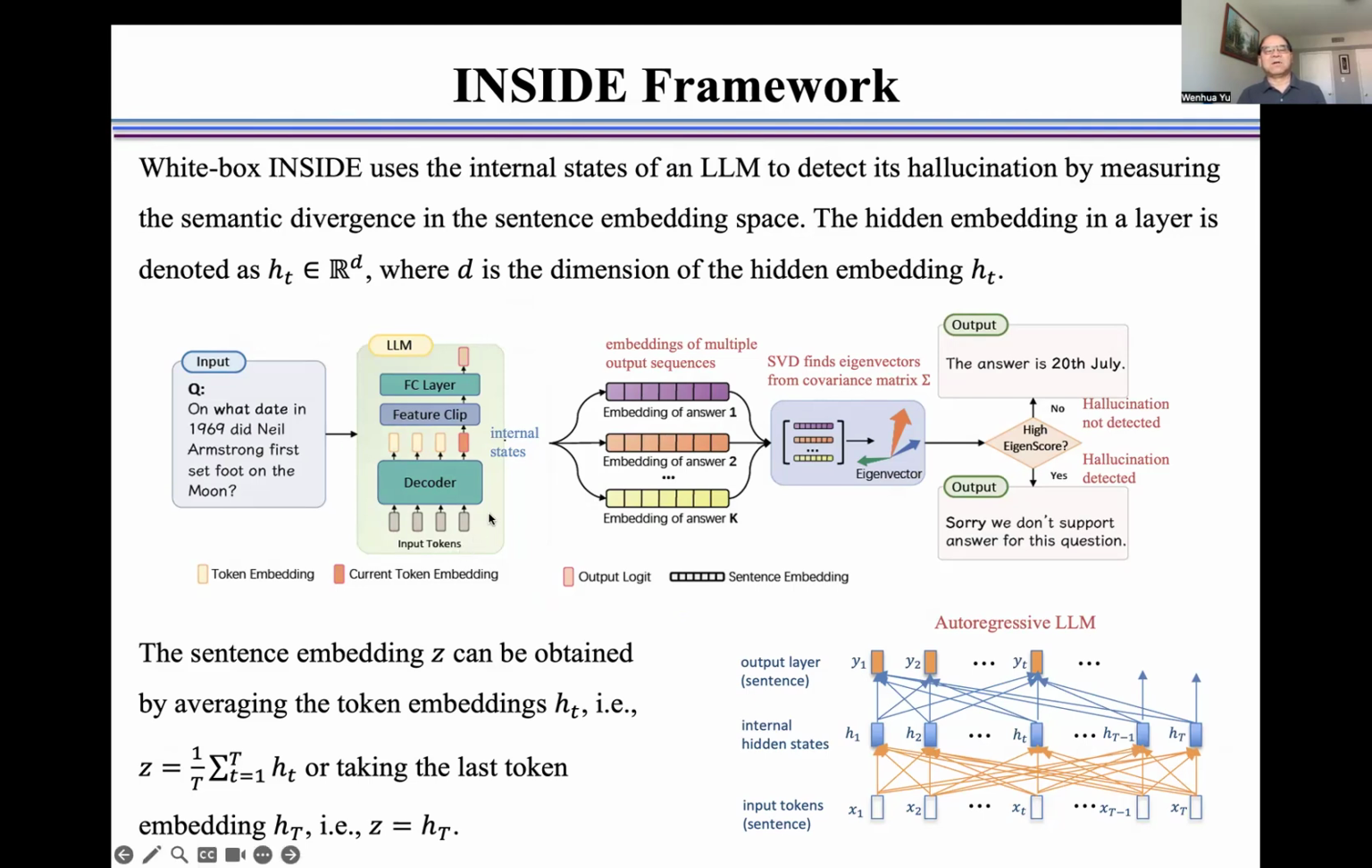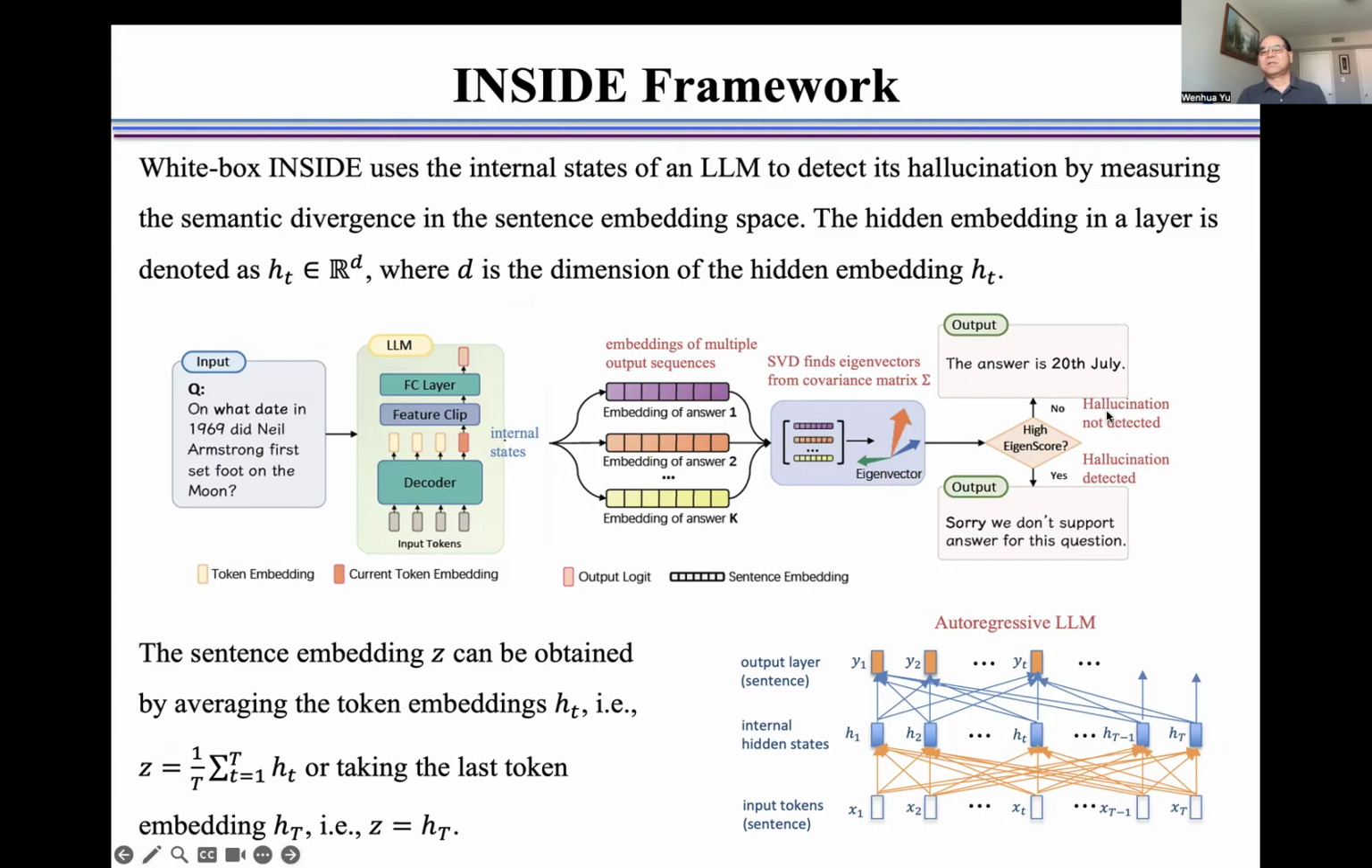This is the input tokens. INSIDE uses this internal state to generate multiple output sequences. And then SVD is used to find the eigenvectors from the covariance matrix. And then from this, the EigenScore is used to determine whether the large language model has a hallucination or no hallucination.